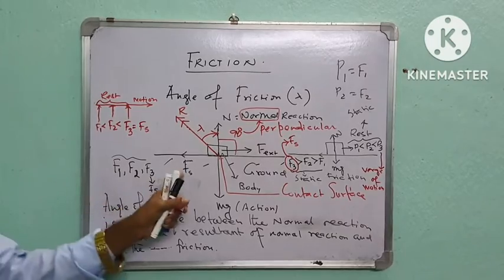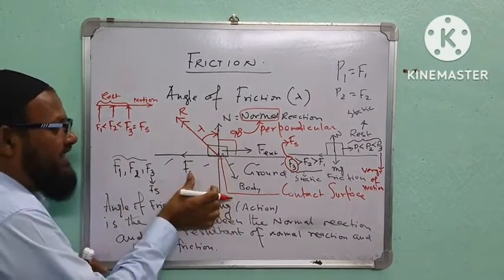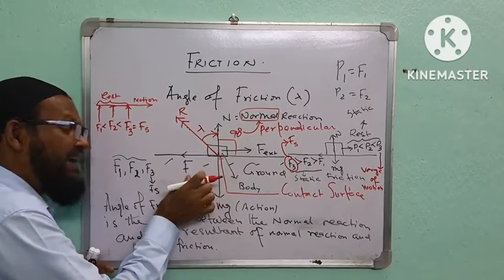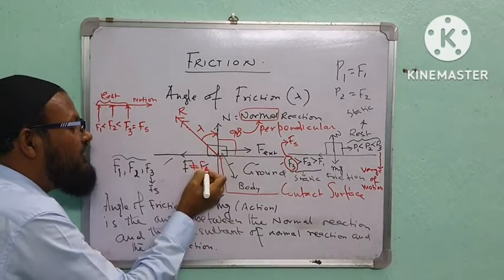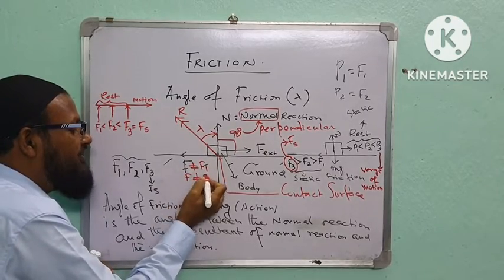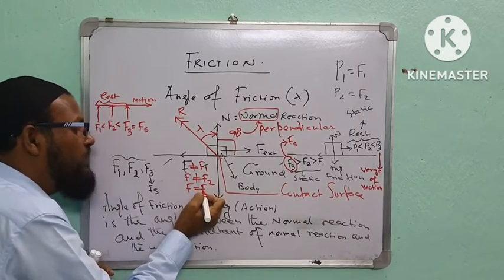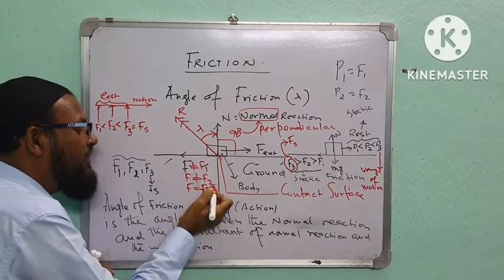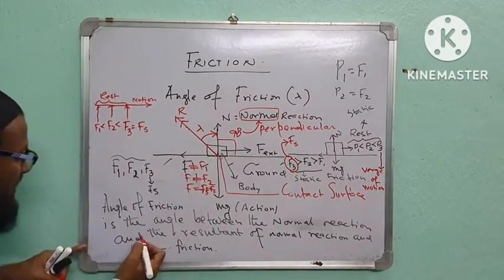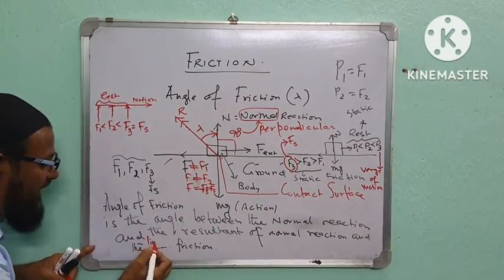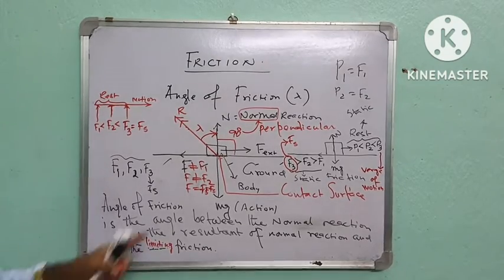In this case, in Fs, suppose I am not writing S, suppose I am simply writing F, the friction. This F is not equal to F1, this F is not equal to F2, this F is equal to F3, equal to Fs. Since it is the Fs, the word is limiting. I'll give another example. Please try to understand.